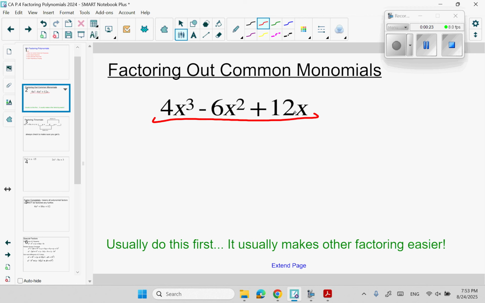Well, they all have at least an x, and all those numbers are divisible by 2, so I'm going to factor out 2x. If I divide 4x cubed by 2x, that would just give me 2x squared. If I divide negative 6x squared by 2x, that's going to give me negative 3x. And if I divide 12x by 2x, that's going to give me 6. Now this polynomial is much easier to factor in the grand scheme.